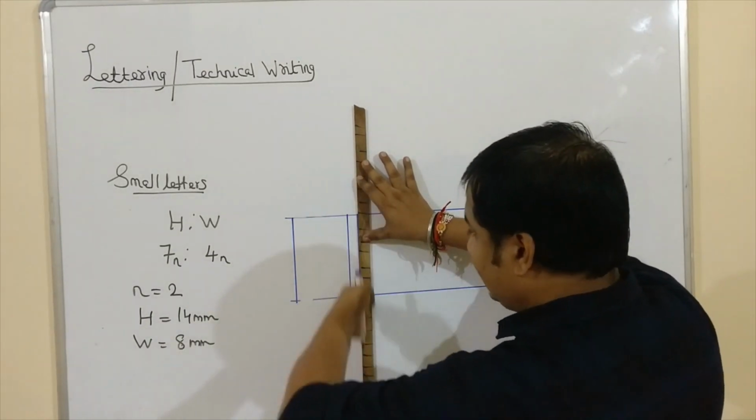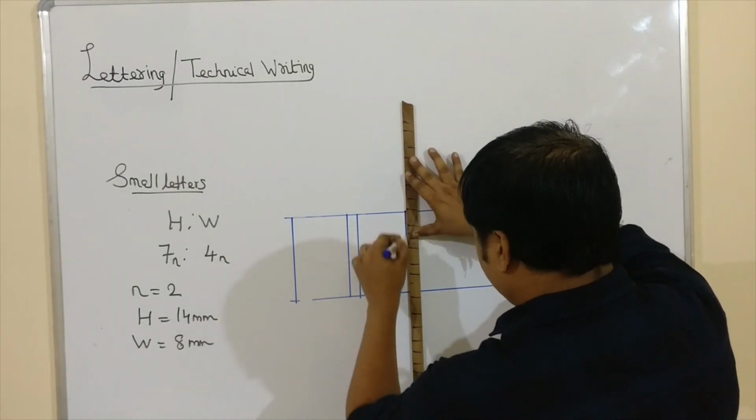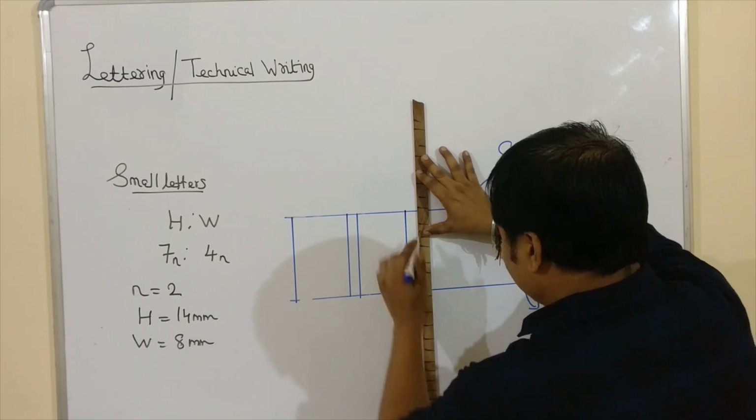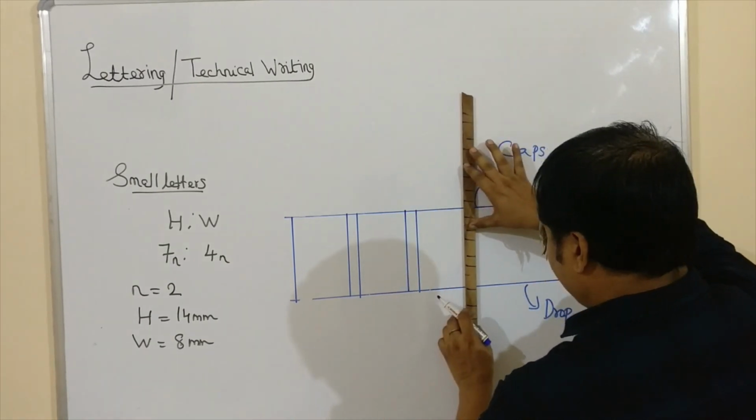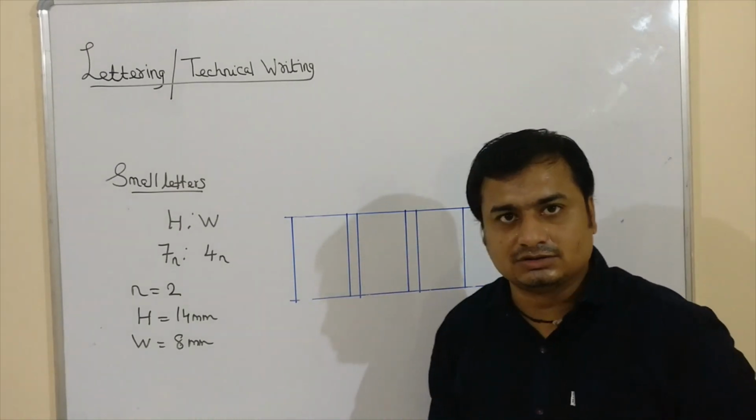This is the starting line of the second alphabet. Width is 8 mm, so come in front 8 mm. Complete the box. Again, leave that space. Third alphabet 8 mm. So on you will be completing the box.